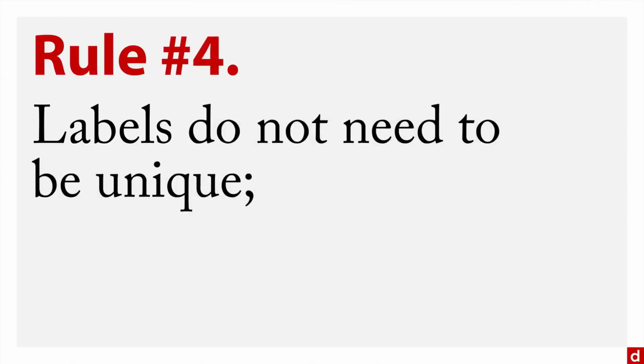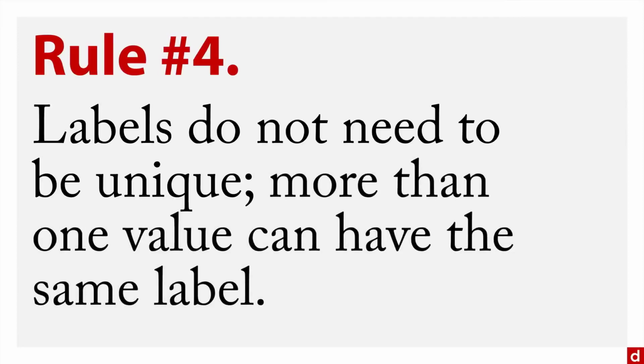This is an interesting one. Rule number 4, the value labels do not need to be unique. That is, more than one value can have the same label. So you might have the numbers 1 through 9, and it could be that 7, 8, and 9 all say the same thing, but they underneath have different coding. There are situations where you might want to do that.